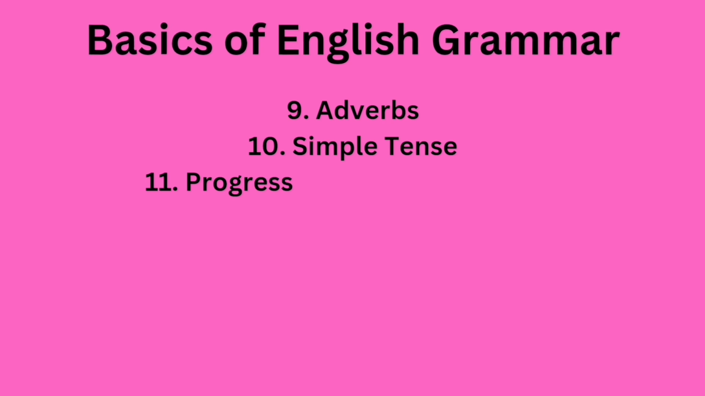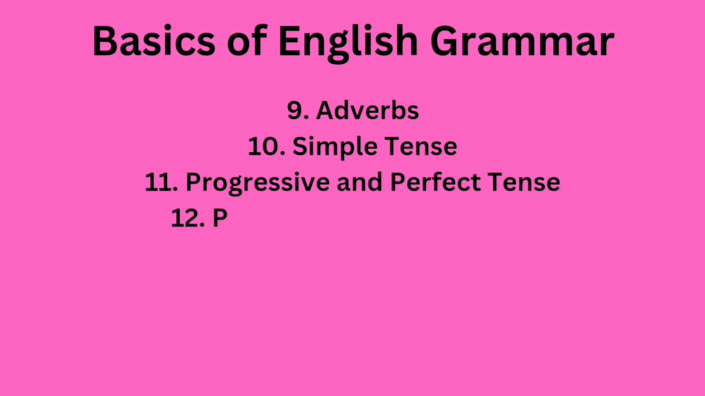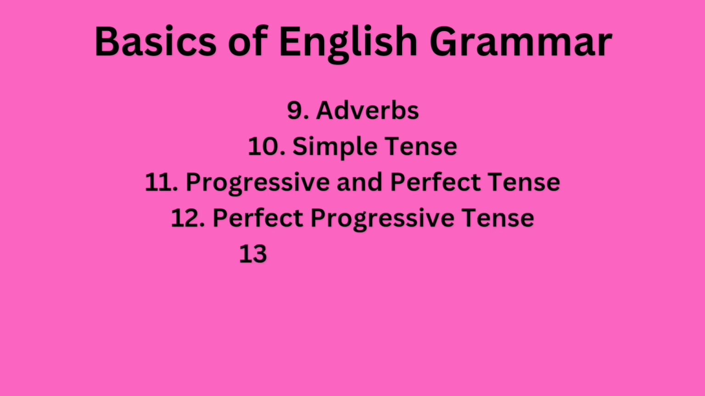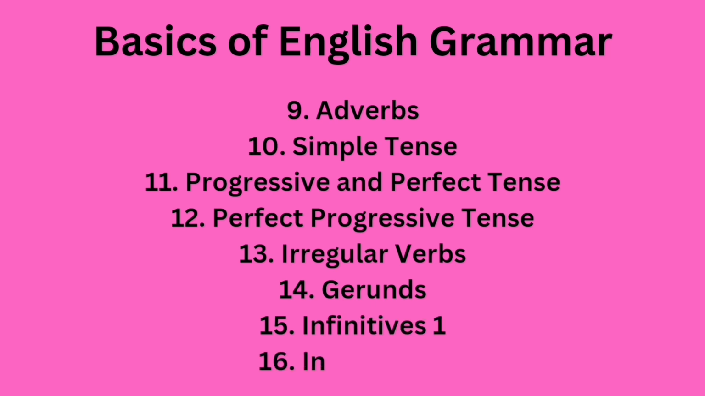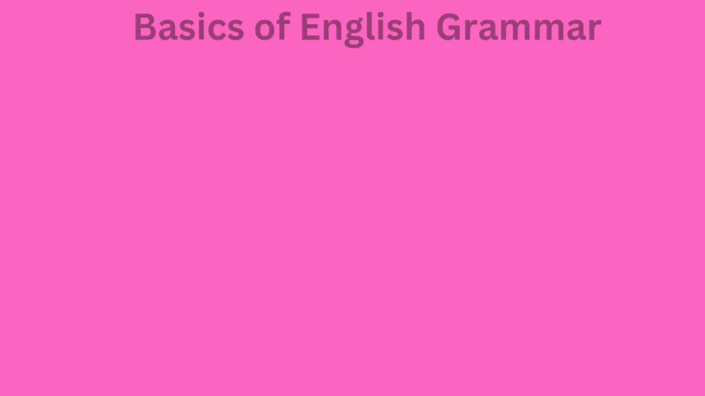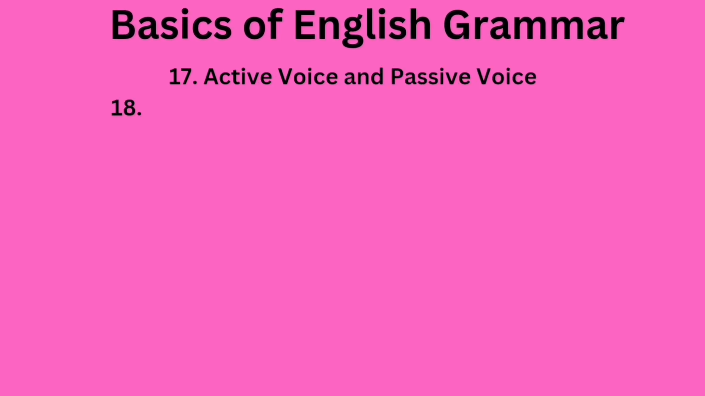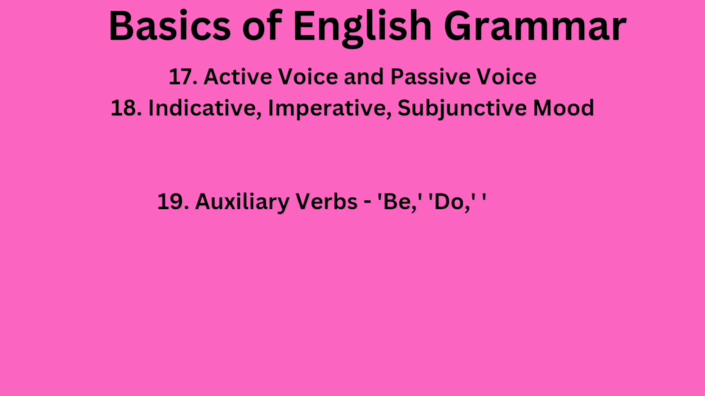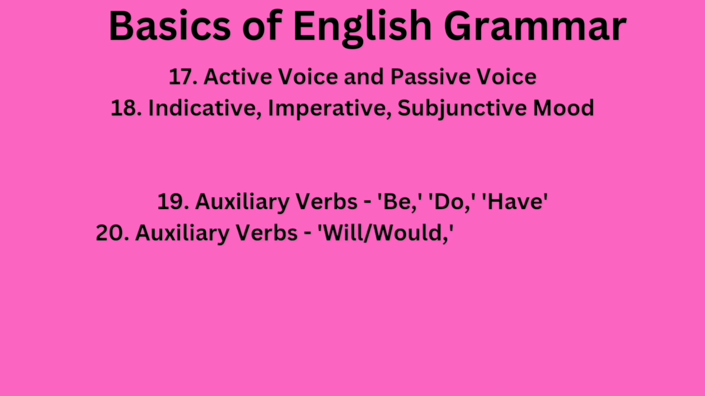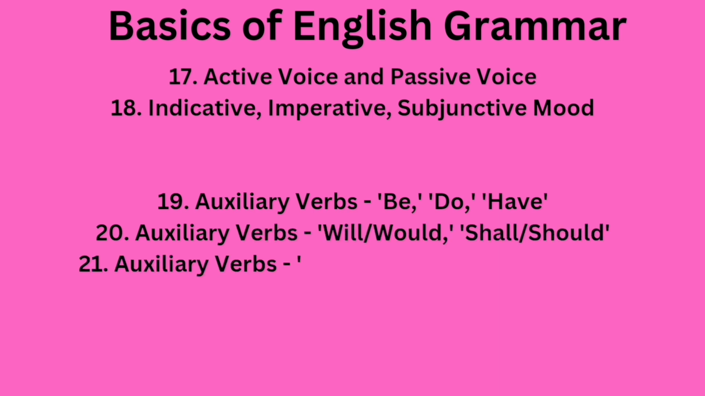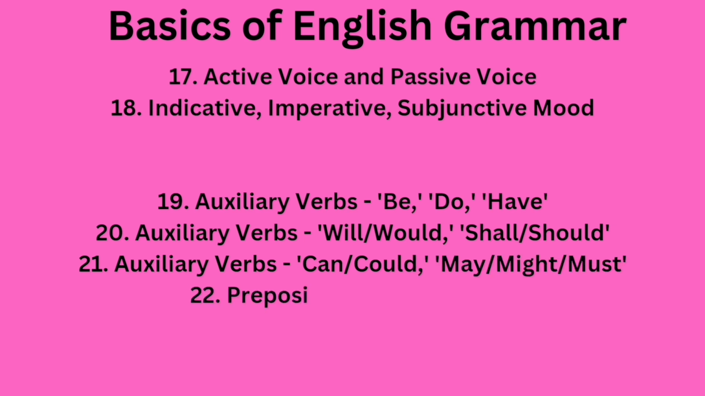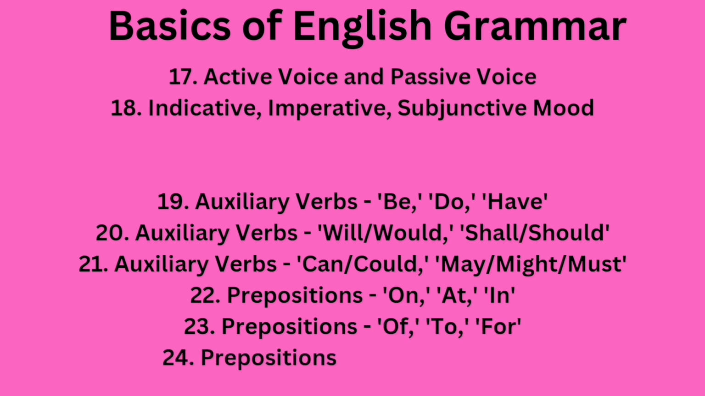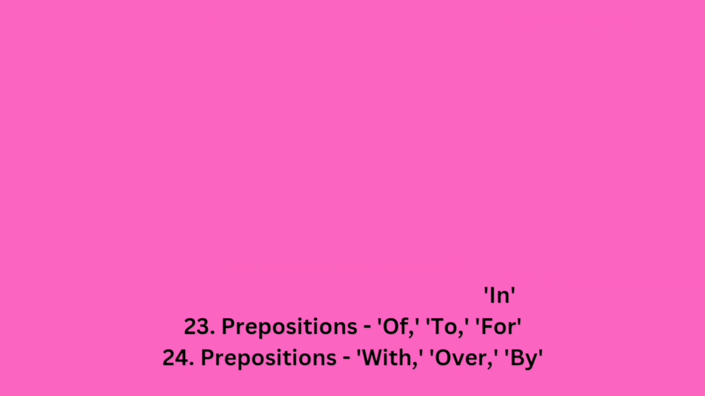Adverbs, simple tense, progressive and perfect tense, perfect progressive tense, irregular verbs, gerunds, infinitives 1, infinitives 2, active voice and passive voice, indicative, imperative, subjunctive mood, auxiliary verbs be, do, have, auxiliary verbs will, would, shall, should, auxiliary verbs can, could, may, might, must, prepositions on, at, in, prepositions of, to, for, prepositions with, over, by.